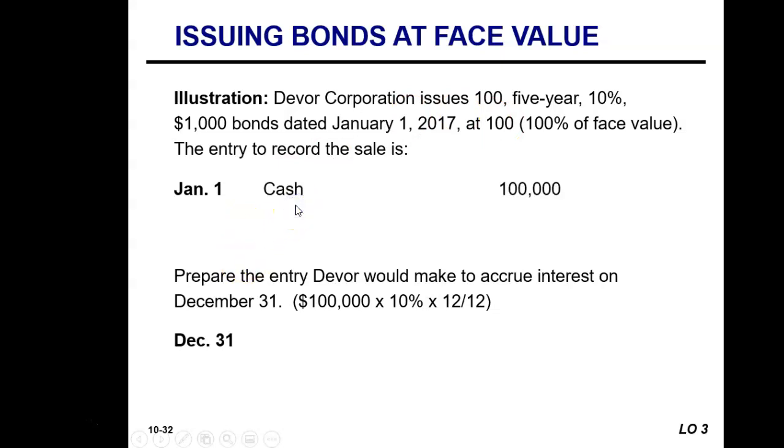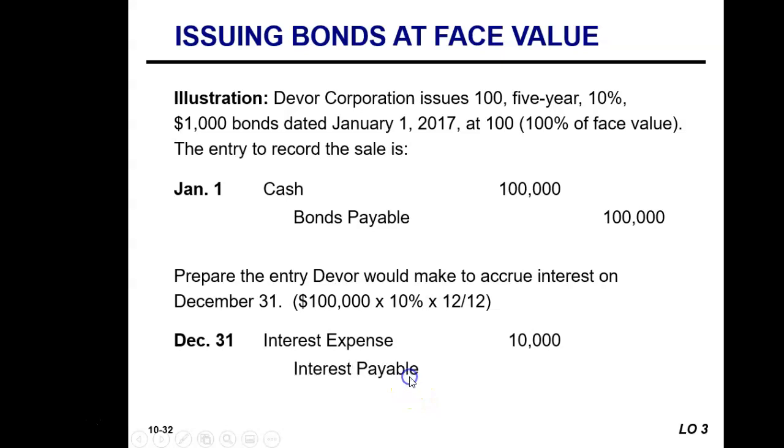So this is the journal entry made by the bond issuer, the DeVore Corporation. They would debit cash for $100,000 and credit bonds payable. Now, the company must pay the bondholder interest on an annual basis. They're going to pay the interest in January, but our accounting period ends December 31st. Therefore, we must recognize the amount of interest that has accrued on this bond by the end of the current accounting period. Interest equals principal times rate times time. So the accrued interest will total $10,000 by December 31st. It hasn't been paid just yet, so we owe the interest. You would debit interest expense and credit interest payable in the amount of $10,000.